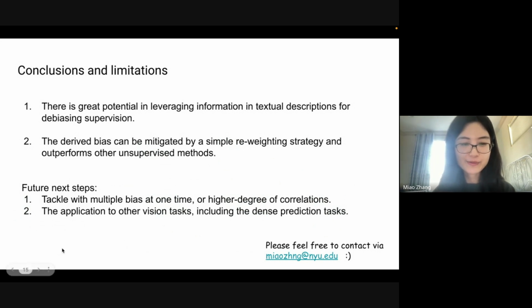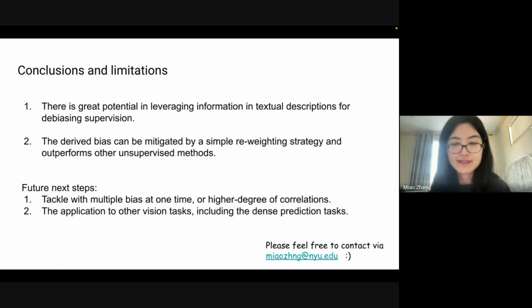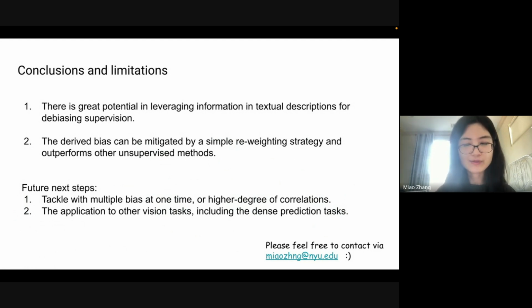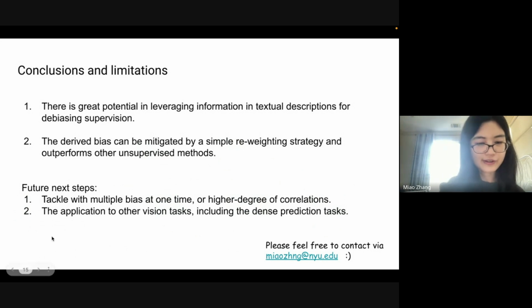Second, we would like to apply this to other vision tasks, including dense prediction tasks like segmentation or detection, which require pixel level information. We're interested to see how bias mitigation will help the dense prediction task. I think that concludes this work, and I'll see if there are any comments.